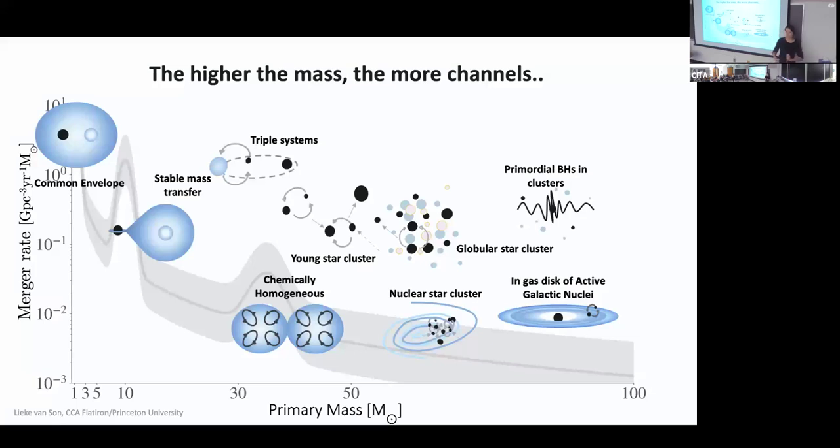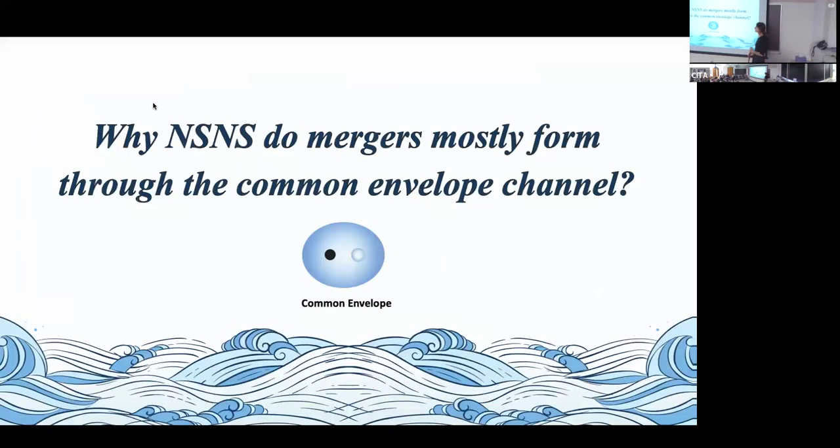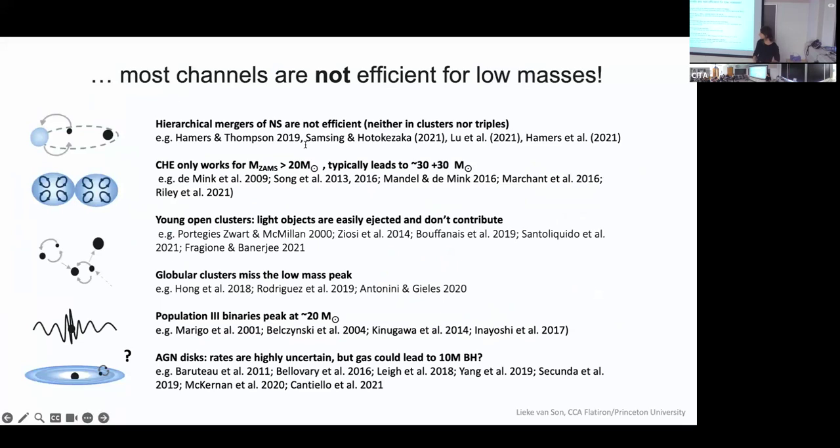Questions? Okay. So then let's think about that low mass peak. Why do we think that binary neutron stars form mostly, if not exclusively, through the common envelope channel? Part of that is what we've just been talking about. It's basically that a lot of these dynamical formation channels or all these other channels just do not predict the formation of low mass black holes, let alone binary neutron star mergers.